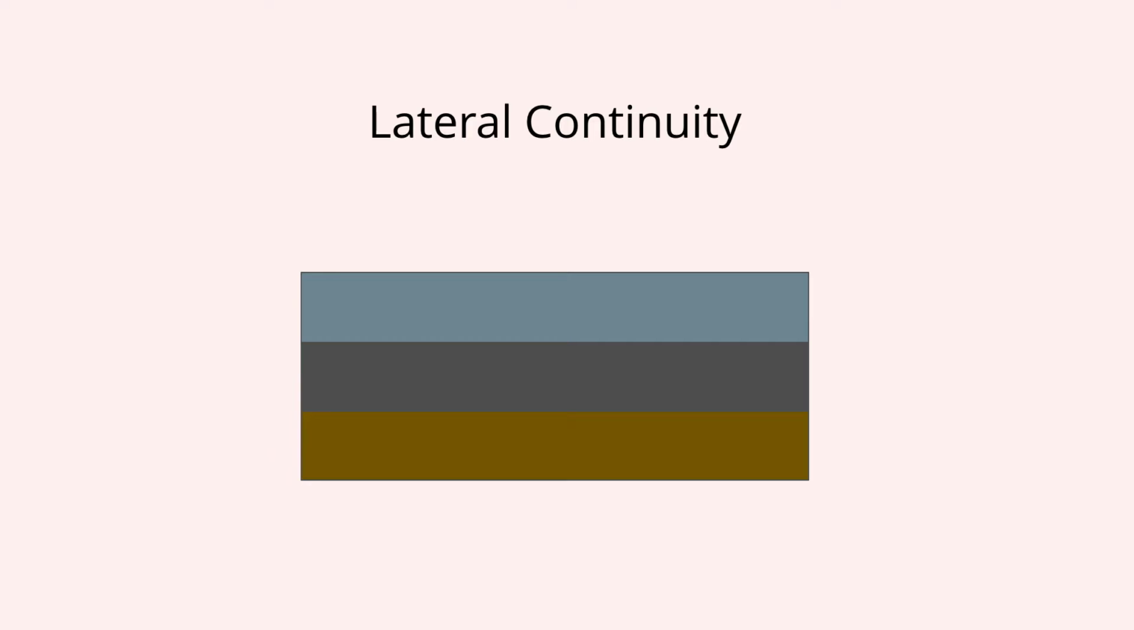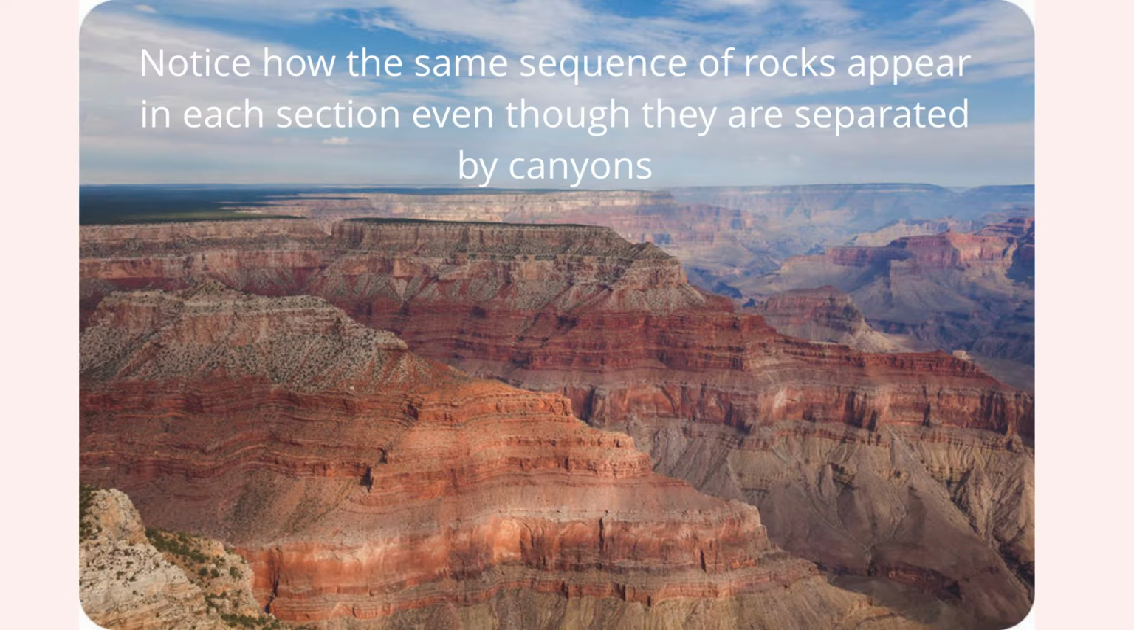The principle of lateral continuity states that layers of sediment initially extend laterally in all directions. In other words, they are laterally continuous. As a result, rocks that are otherwise similar, but are now separated by something like a valley or another erosional feature, can be assumed to have been originally continuous. Notice how the same sequence of rocks appears in each section of the Grand Canyon, even though they are separated by canyons and valleys.